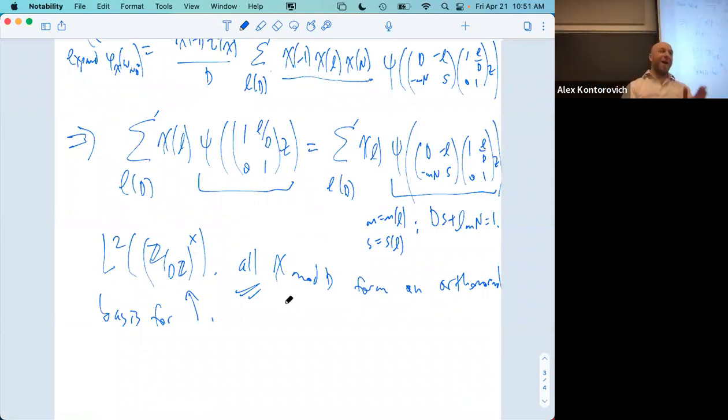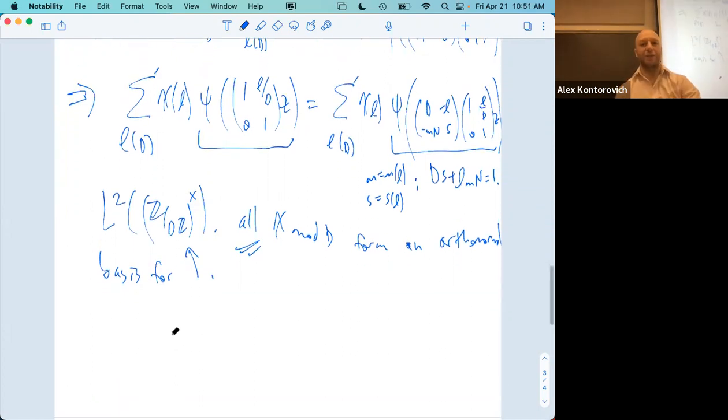Now, if D is prime, the difference between primitive and not is just one function. It's just one character, the trivial character. So let's build up our ability to prove this invariance for all things by first starting with D prime. So assume that D is an odd prime.